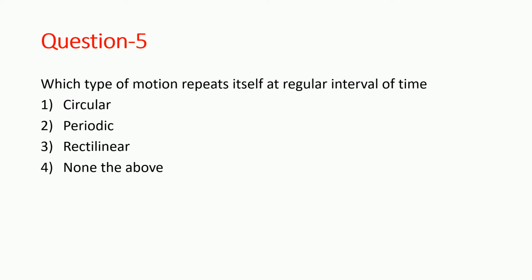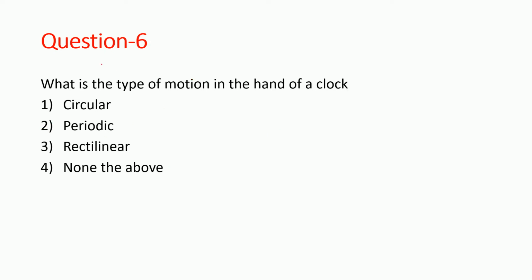Going to the next question, which type of motion repeats itself at a regular interval of time? Regular interval of time, it is periodic motion. Circular motion is wrong. It should be in circular form or along the circumference of a circle. Rectilinear means straight line motion. So these two options are wrong, and periodic motion is the correct answer. Next question, what is the type of motion of the hand of a clock? The hand of a clock moves in periodic motion. So option 2 is correct.